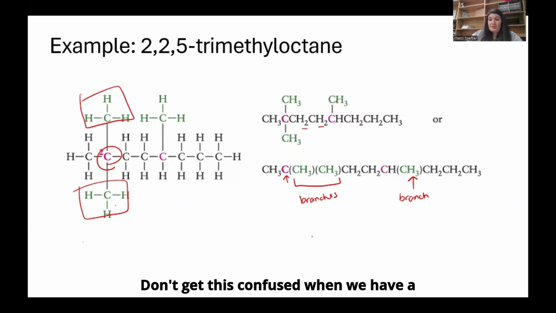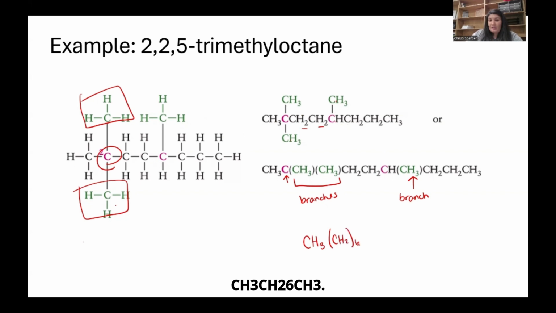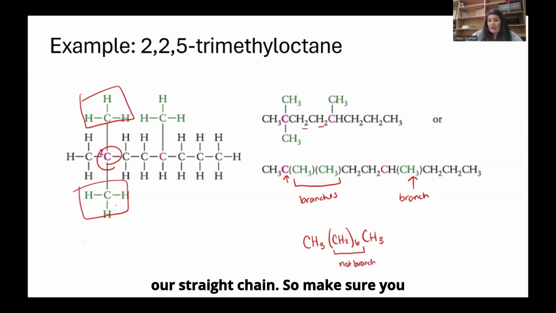Don't get this confused when we have a CH3, CH2, 6, CH3. When we have this in our condensed notation, this is not a branch for our straight chain. So make sure you remember, you notice that this is not a branch, but this carbon attached to 2 CH3s is a branch.